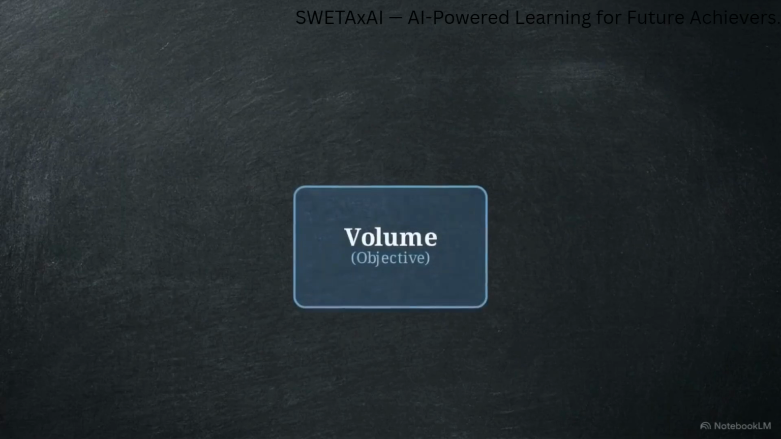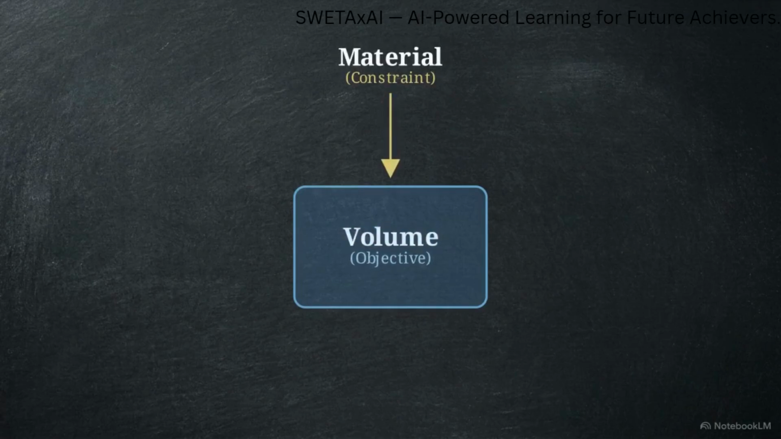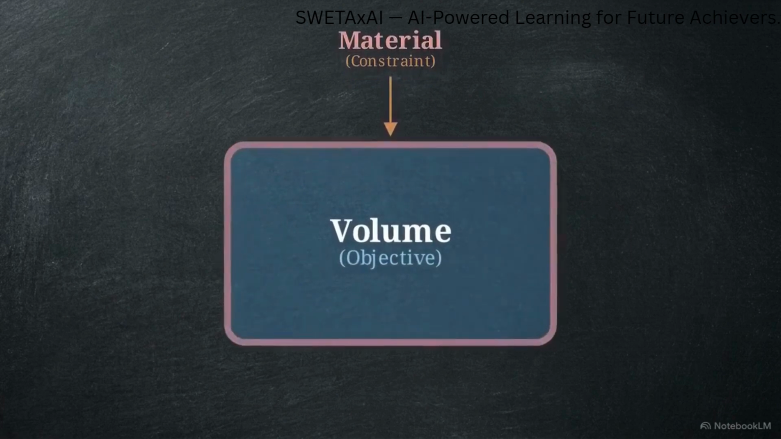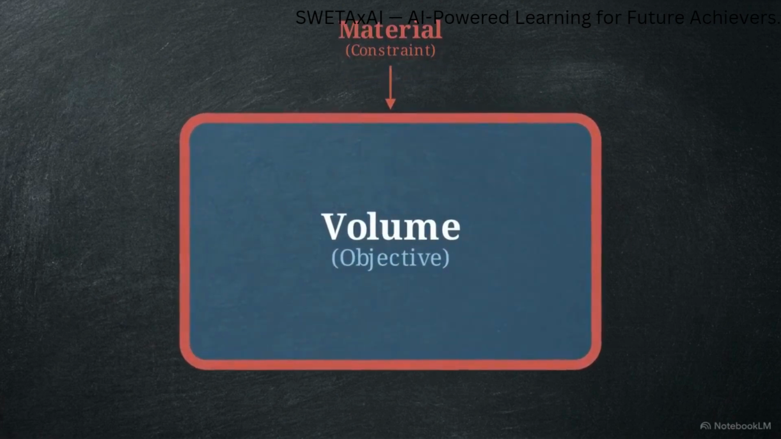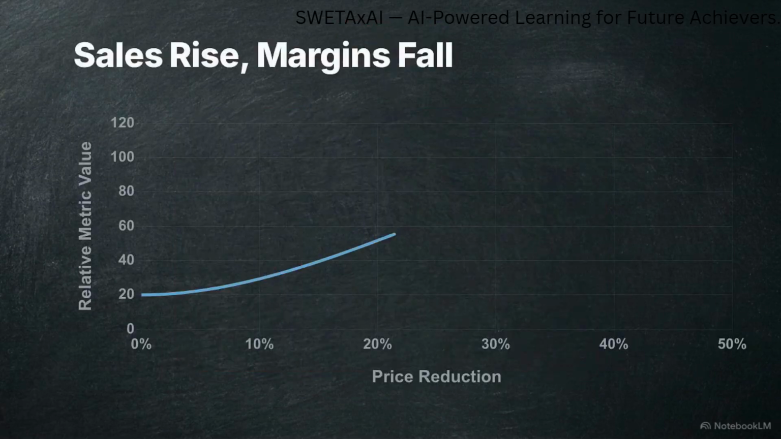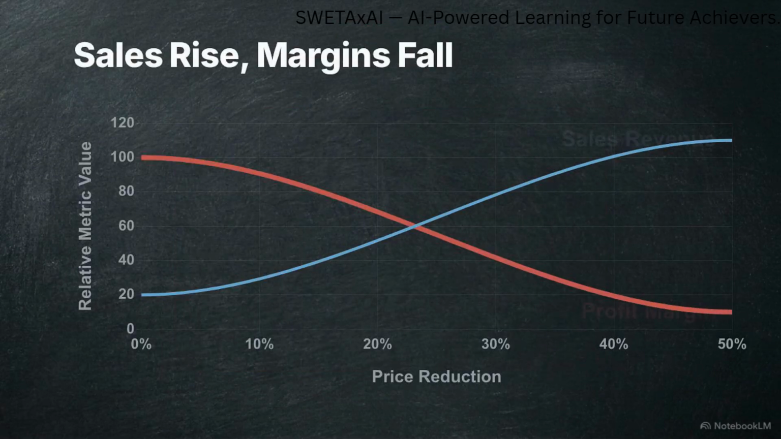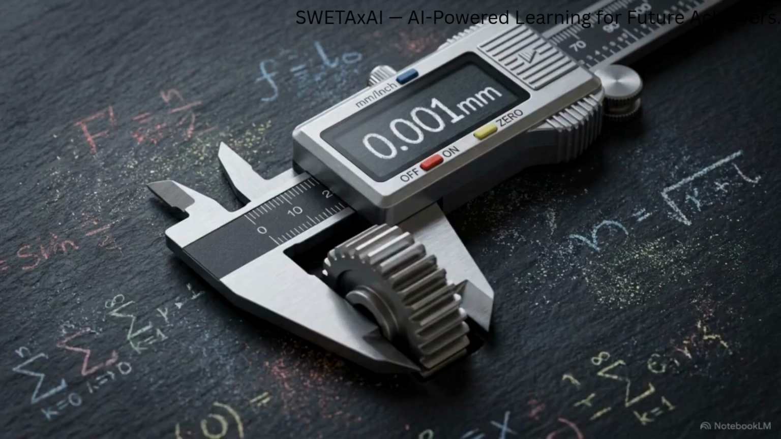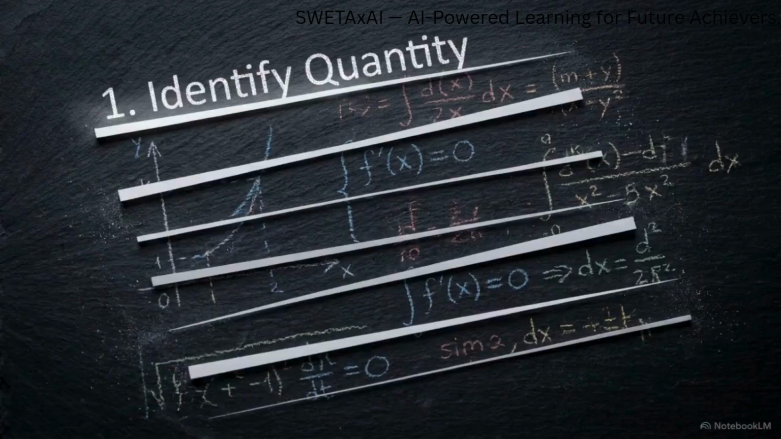The core mathematical challenge in any of these scenarios is balancing competing variables. Increasing the volume of a container naturally increases the material needed to build it. Lowering a product's price might drive sales, but it simultaneously cuts into profit per unit. These variables constantly push and pull against one another. Finding maximum efficiency in these systems is not guesswork. It is a rigorous, 7-step algorithmic process powered entirely by differential calculus.